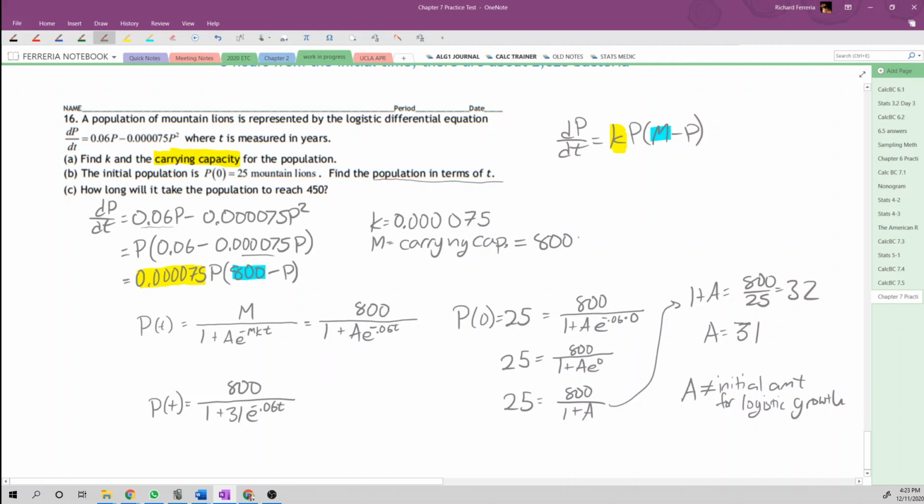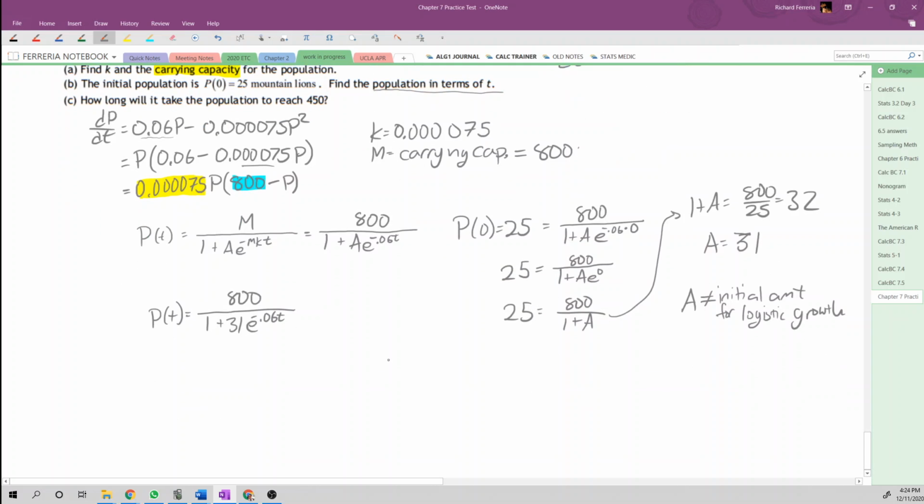Okay, finally, how long will it take for the population to reach 4,500? Sorry, 450. It's not going to reach 4,500 because the carrying capacity is 800. All right, 450, when is that going to be equal to 800 over 1 plus 31 e to the negative 0.06 t?